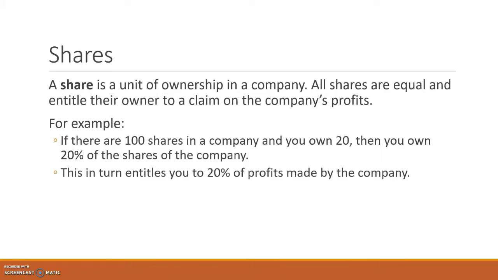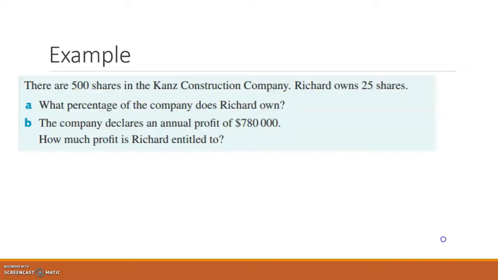So let's take a look first at the definition for a share. A share is a unit of ownership in a company. All shares are worth the same amount as each other, and they entitle their owner to a claim on the company's profits as well. For example, if there are 100 shares in a company and you own 20 of those, then you own 20 out of 100 of the shares, so 20% of the shares, and therefore you own 20% of the company as well. This in turn entitles you to 20% of the profits made by the company. So whatever percentage of a company you own via shares, you're entitled to that percentage of profit as well.